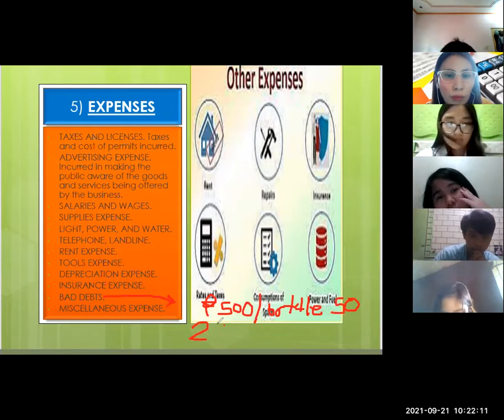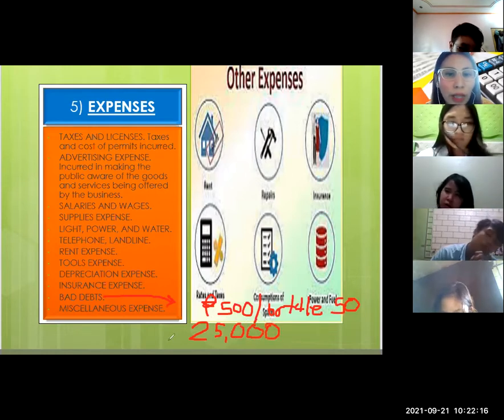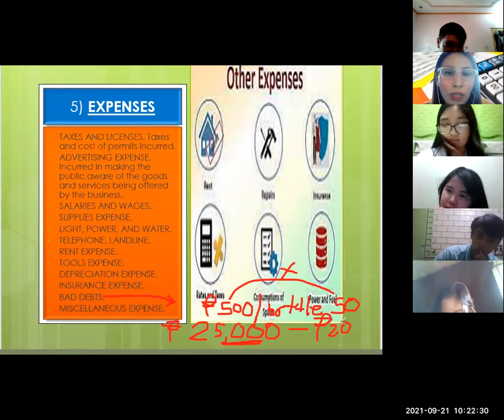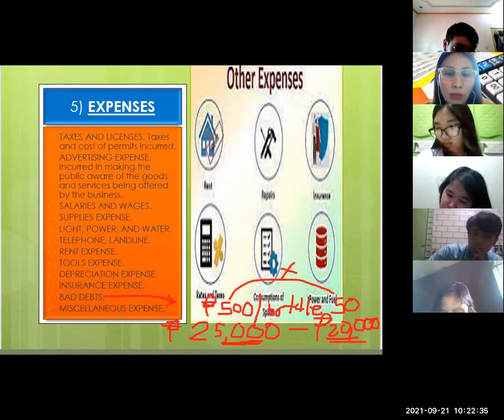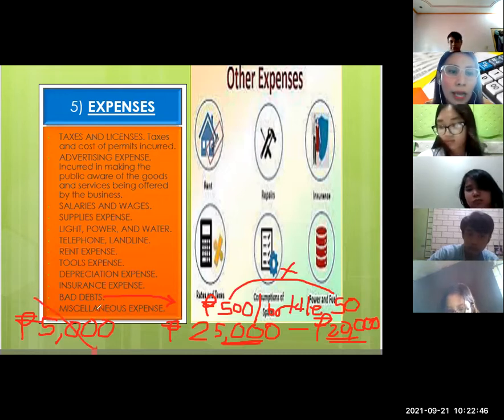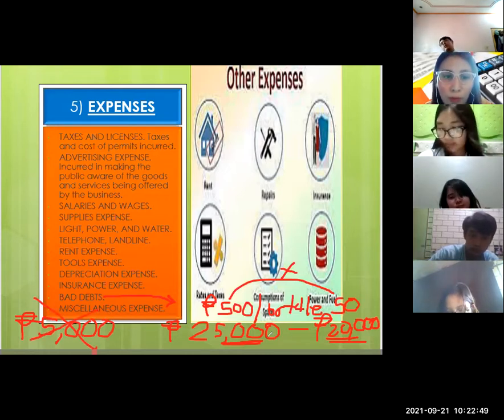So, meron akong revenue sa kanya na 25,000 pesos. Yan, minultiply ko lang siya. Okay, 25,000 pesos. Ang nabayaran pa lang ni Alisa, let's say, 20,000 pesos. 20,000 pesos pa lang ang earnings ko kay Alisa. Okay? 20,000 pesos. The other 5,000 pesos, ang sabi ni Alisa, I cannot pay that 5,000 pesos anymore. Hindi na daw niya kaya bayaran yung 5,000 pesos.